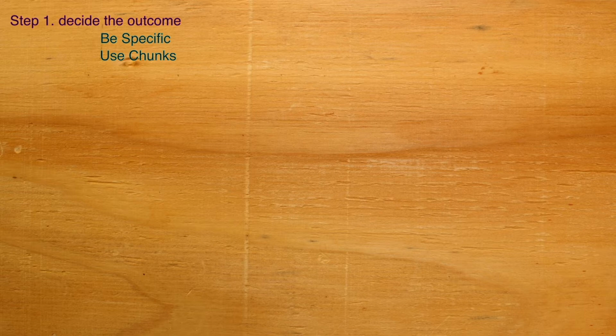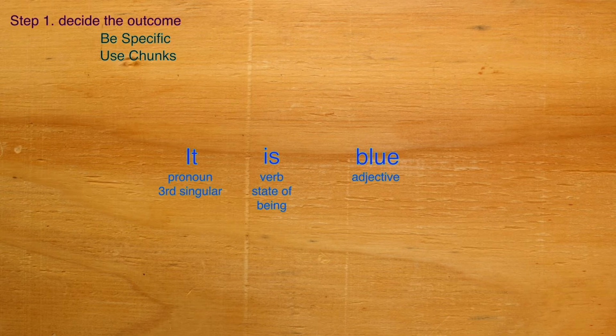For example, if we break up a phrase, "it is blue," into individual words, I would need to understand all the parts. That the word "it" is a pronoun for third person singular, the word "is" is a verb that refers to a state of being, and "blue" is an adjective referring to a specific color. That's a lot for a learner to think about to use those words fluently. But if we teach a simple chunk instead, things are simpler. Let's look again at that phrase.